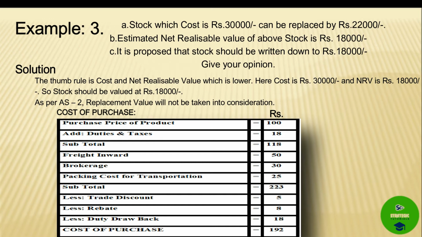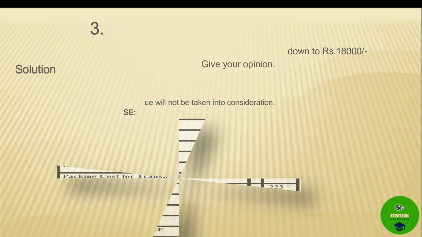Less trade discount, rebate, duty drawback. We are getting some input tax credit also. So you can make the deduction of that and ultimately you get the cost of purchase. So this is the way of doing cost of purchase.